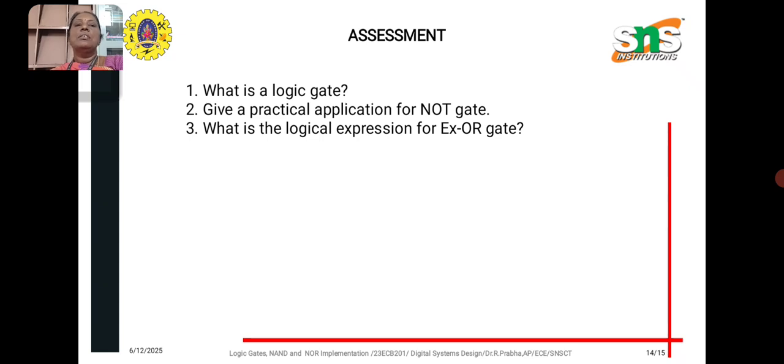Assessment questions: logic gate, application of NOT gate we have seen with the temperature sensor example. Logical operation of XOR gate, we have seen the logic.